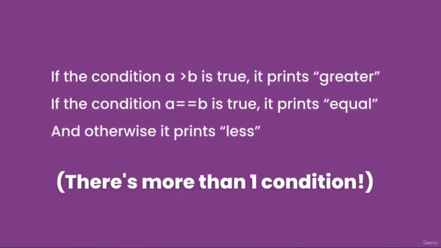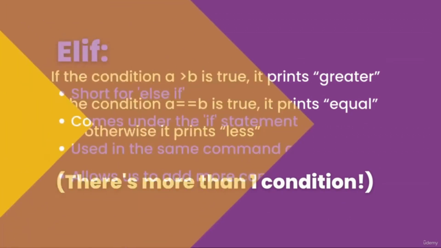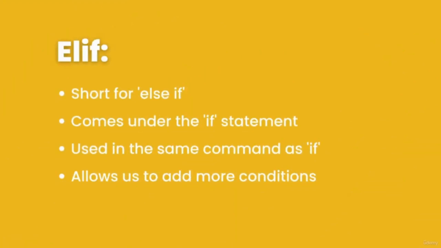If the condition A is greater than B is true, it prints greater. If the condition A is equal to B is true, it prints equal. Otherwise, it prints less. We can use the elif statement to do this. Elif is just short for else if. The elif statement comes under the if, and it can be used in the same command to add more conditions.